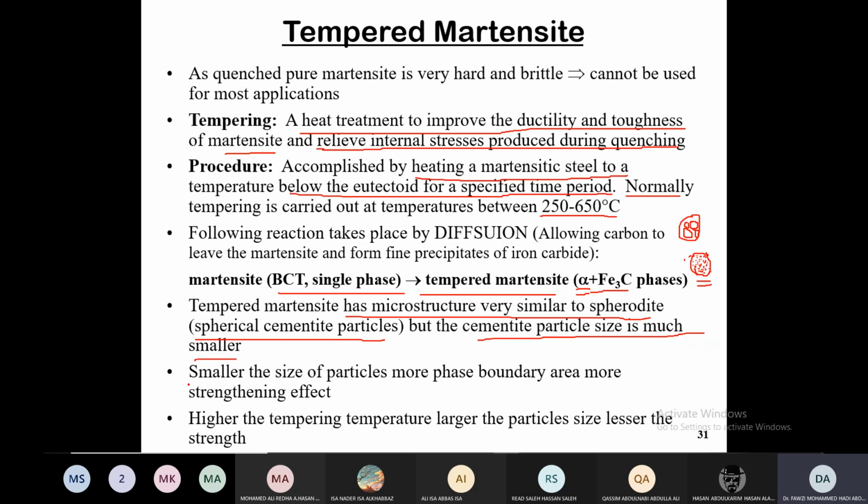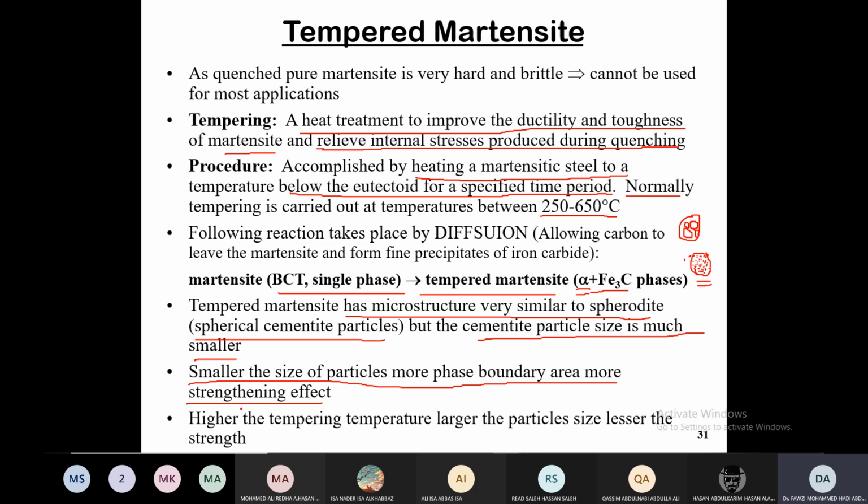And this is what I'm saying. Smaller size of the particles will make more phase boundary area and more strengthening effect to the material, and that's why tempered martensite are much stronger, even stronger than the fine pearlitic structure.